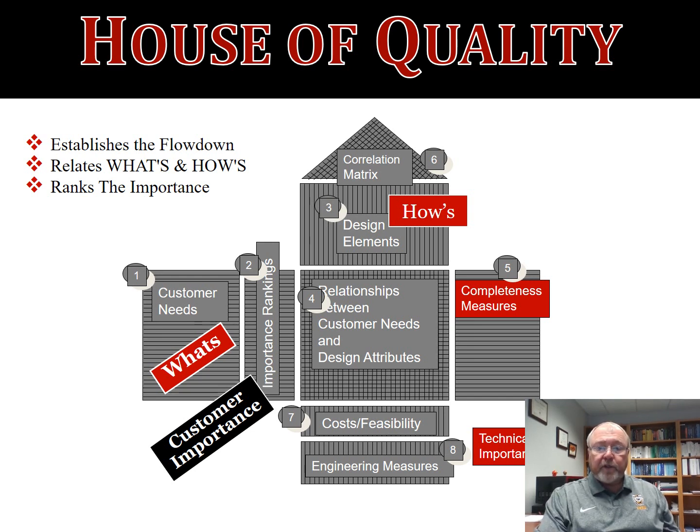We will also want to know something about the correlation matrix up here. That's the relationship of the design elements with themselves. If generally they are synergistic, then you'd have a plus sign in any given cell. If there's no relationship between 2 design attributes, you'd leave that cell blank in the roof of the House of Quality, which is what we call this correlation matrix.